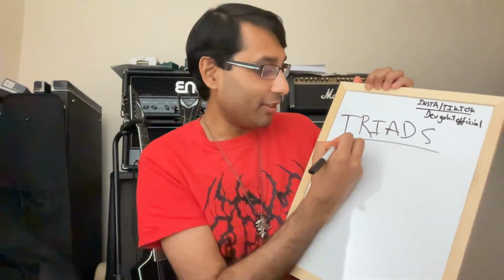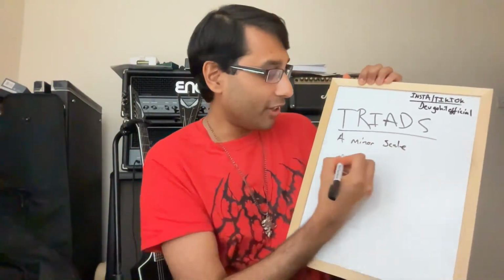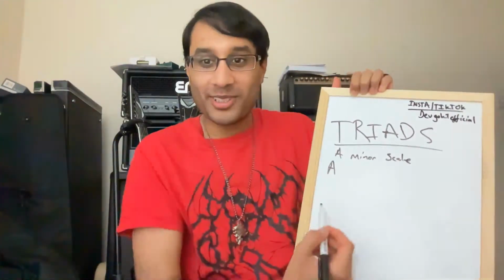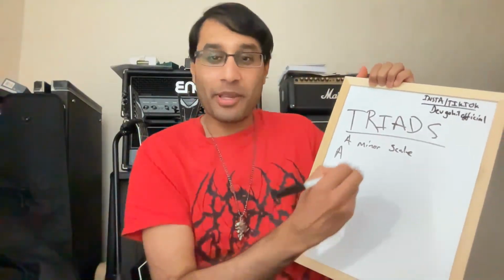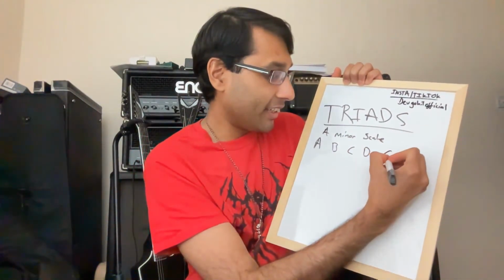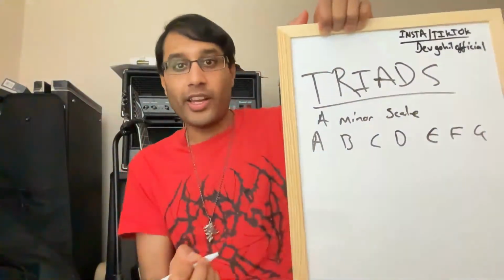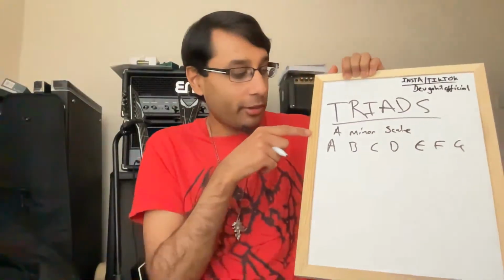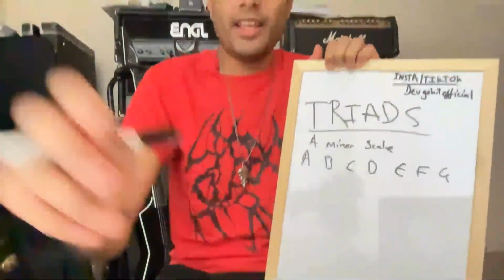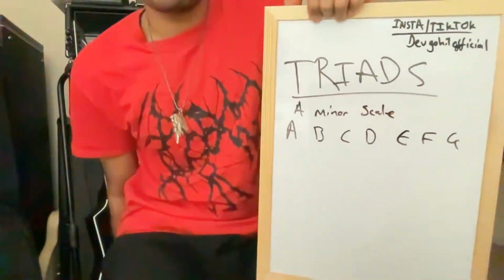Okay, cool. So the A minor scale starts with an A. Then what's the next note? Yes, there we go. A, B, C, D, E, F, and G. Remember, we're going to be working from the A minor scale because it's the easiest to work with when it comes to scales.